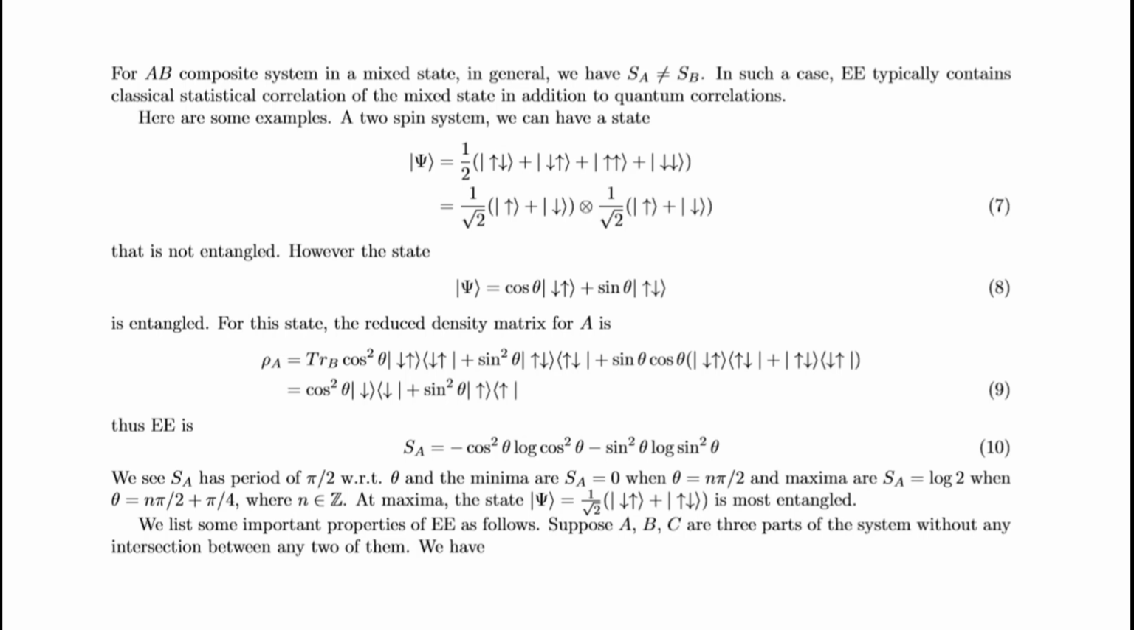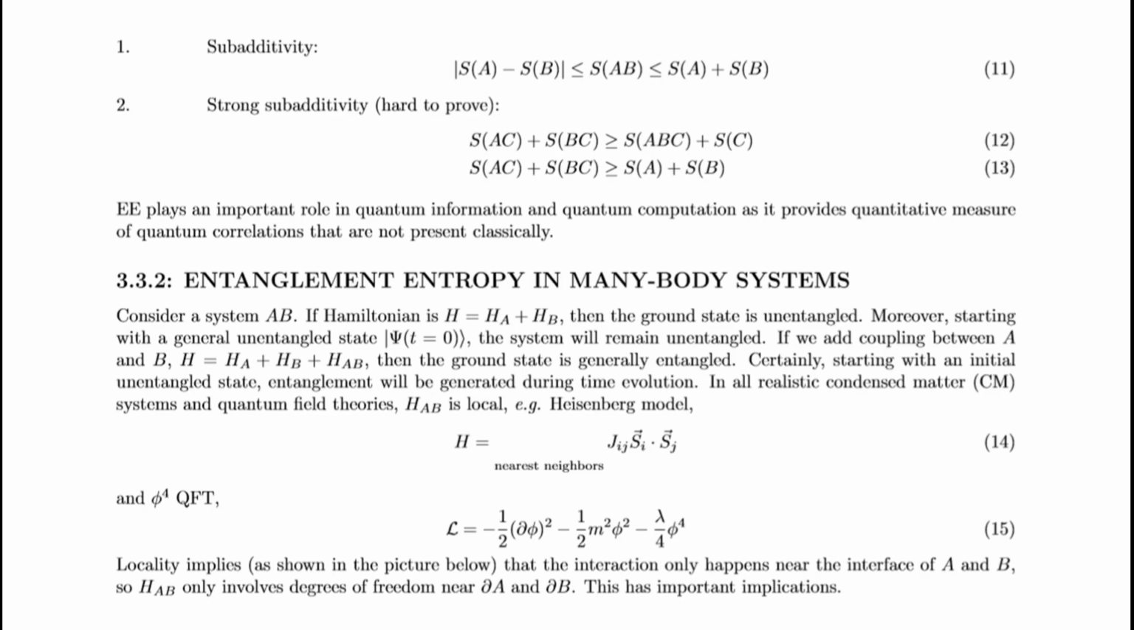We list some important properties of entanglement entropy as follows. Suppose A, B, C are three parts of the system without any intersection between any two of them. We have subadditivity and strong subadditivity. Entanglement entropy plays an important role in quantum information and quantum computation as it provides a quantitative measure of quantum correlations that are not present classically.